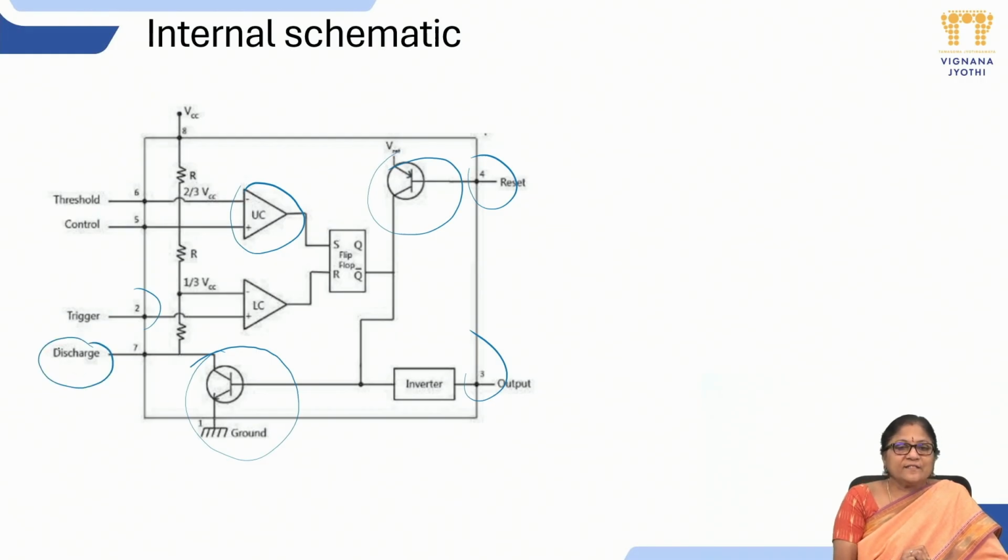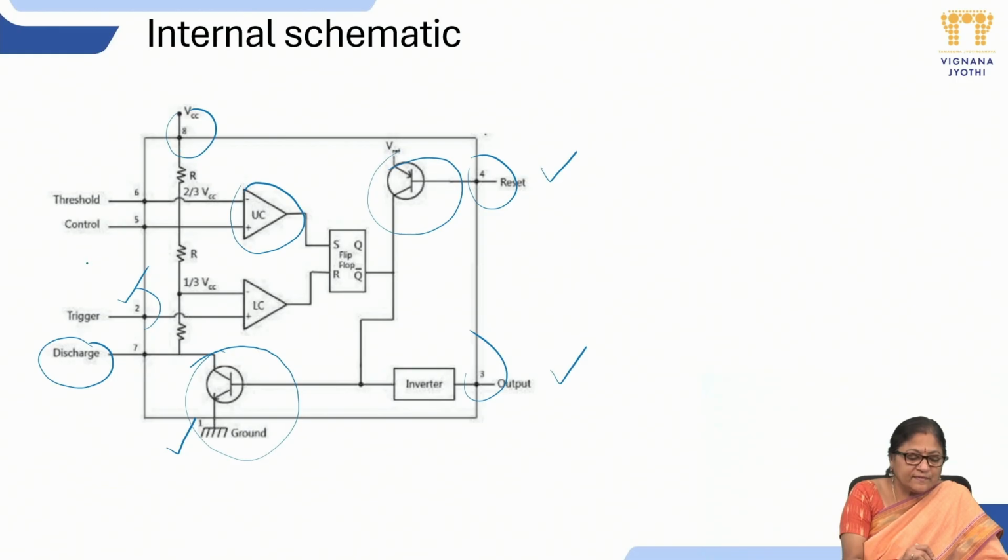And pin 7, it is discharge. As the name suggests, any capacitor connected to this pin will make its charging and discharging through this transistor at pin number 7. And pin 8 is VCC. Once again, I am revisiting all the pin numbers. Pin 1 is ground, pin 2 is trigger, pin 3 is output, pin 4 is reset, pin 5 is control, pin 6 is threshold, pin 7 is discharge, pin 8 is VCC.